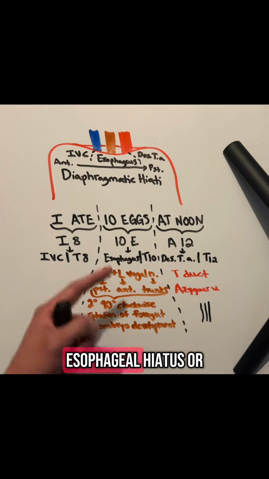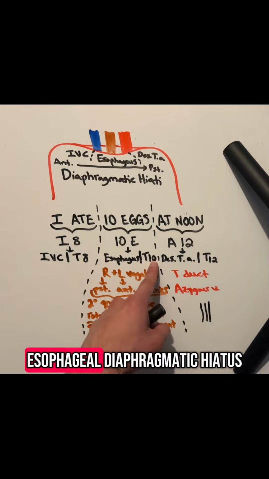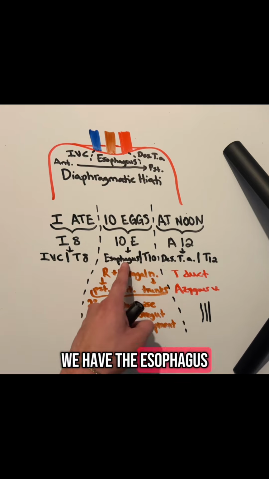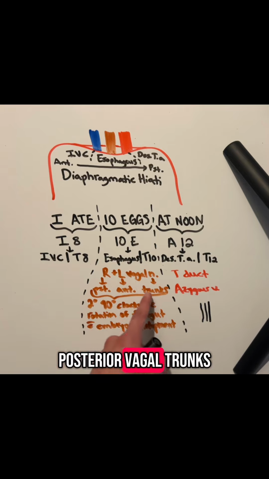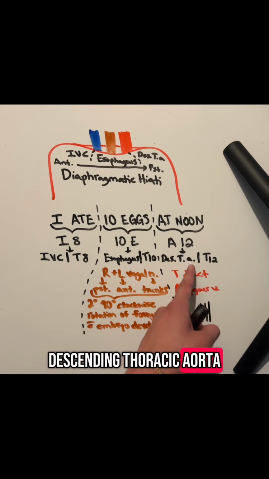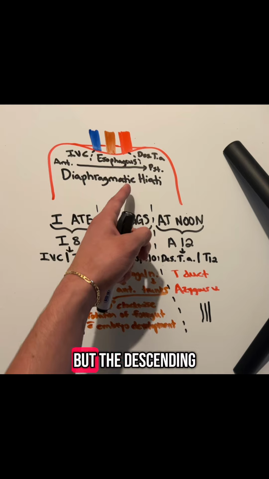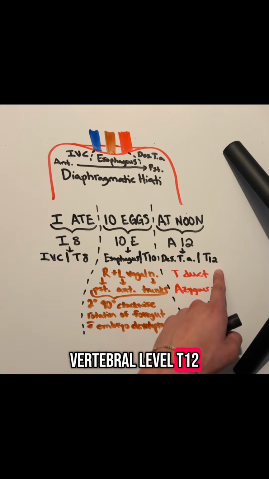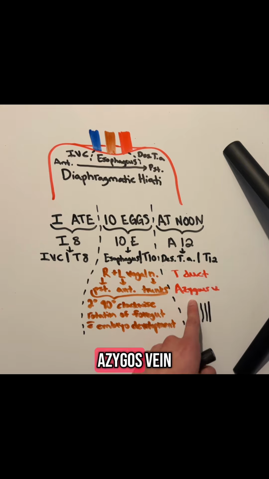Therefore, at the esophageal hiatus, or esophageal diaphragmatic hiatus at vertebral level T10, not only do we have the esophagus, but we have the anterior and posterior vagal trunks. Furthermore, at the descending thoracic aorta, not esophageal, but the descending thoracic aorta diaphragmatic hiatus at vertebral level T12, we have the thoracic duct and the azygos vein.